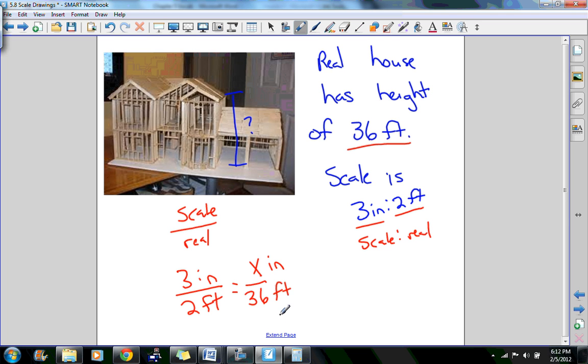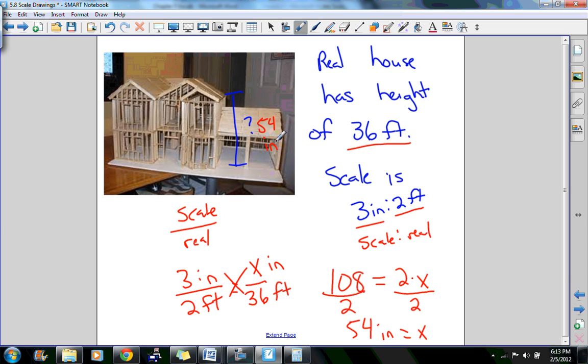Now we just have to do cross multiplication, which means we have to do 36 times 3, which is 108. And that's going to be equal to 2 times x. Now we have to divide by 2. And divide by 2, and this is going to be 54 inches, because our label had to be in inches because of our scale. So this right here means that our scale model is going to be 54 inches tall.